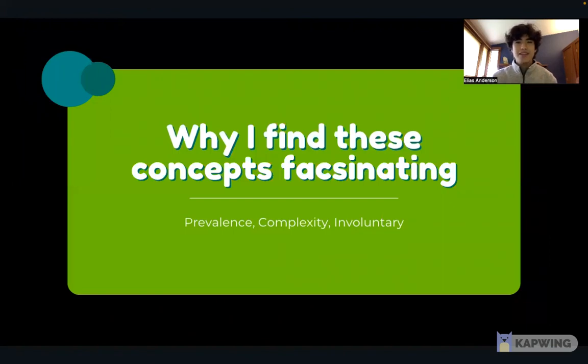So why I find these concepts so fascinating, I think they're very prevalent in our daily lives, and we come across them in things like advertisements and normal marketing. It really is part of the marketing field, and we see it in advertisements and just in images around us.